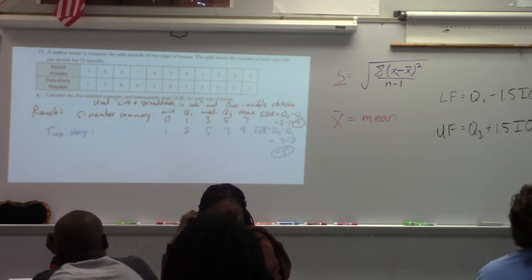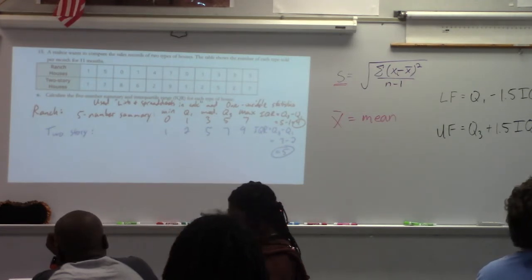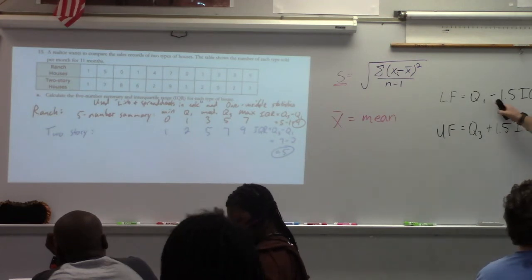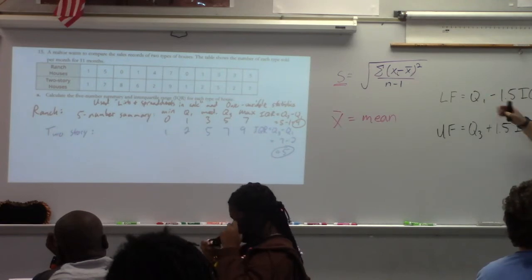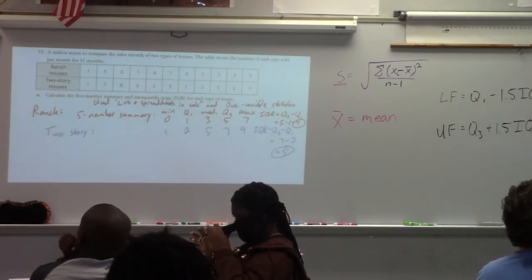I thought if you were getting the lower fence, you could divide it instead of multiplying. Nope. If you're getting a lower fence, that's why you're subtracting. A lower fence is why we're subtracting.